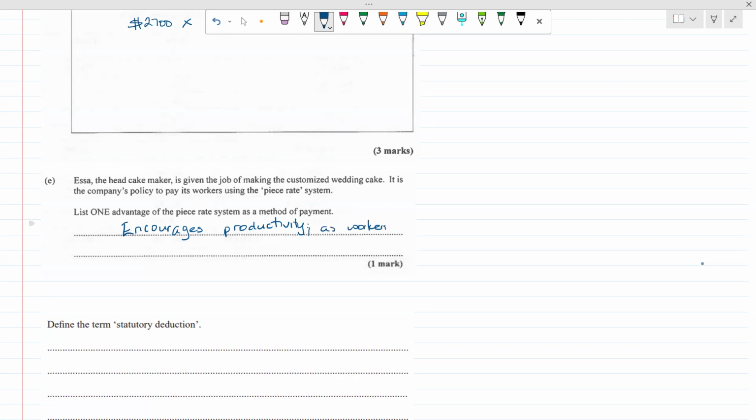So you could see here it encourages productivity as workers are paid for number of jobs or work items completed. Now, I mean, they more than likely would have a base salary, right? But the piece system is like additional. So in order to make more, they could work more, be more productive.